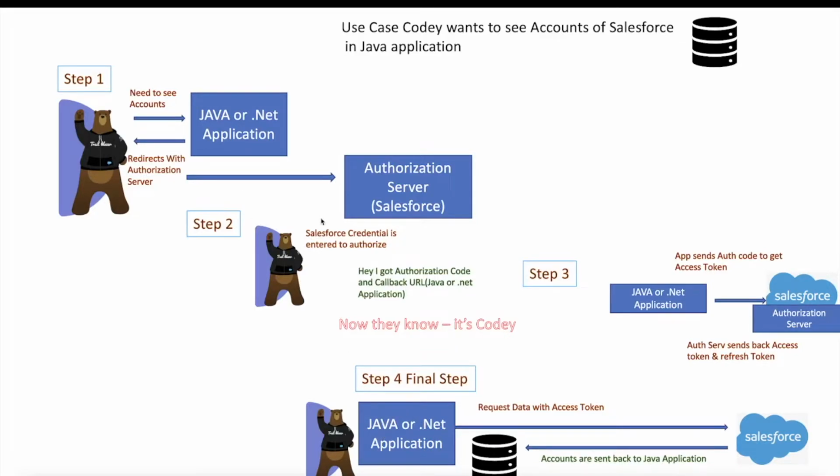So very simple. It's 4 steps. He clicked on a button, basically requesting accounts to be shown. In the background, the Java application sends a callback URL to Cody to enter his Salesforce username and password. Then an authorization code is generated, and that authorization code is sent back from the Java application to Salesforce to get the access token. Once the access token is given, they use that access token again to get the data.